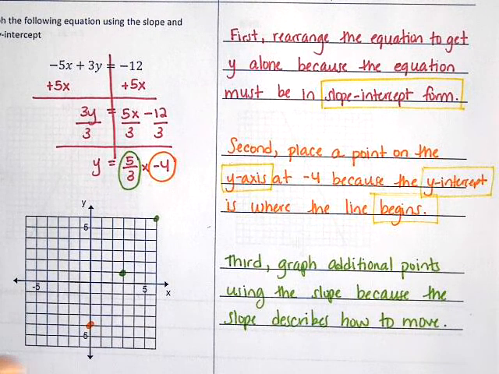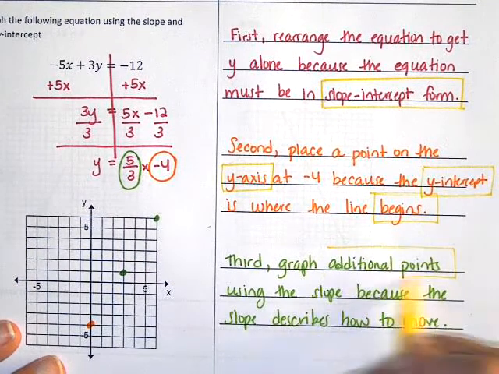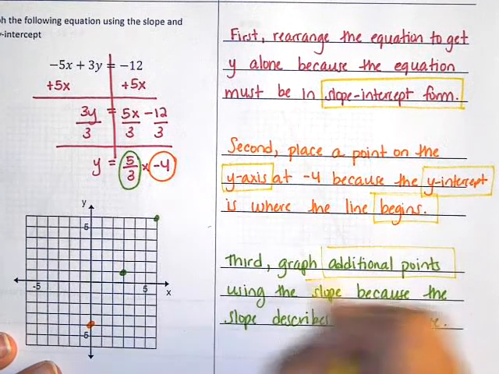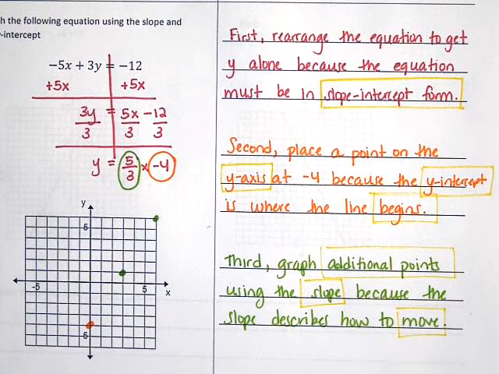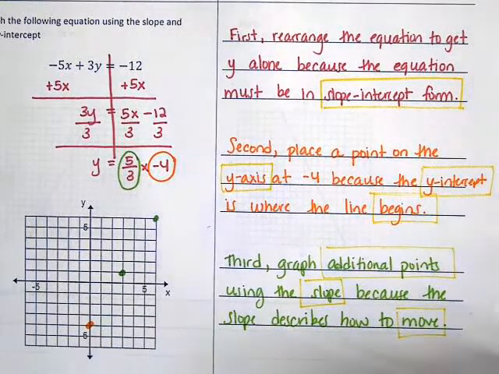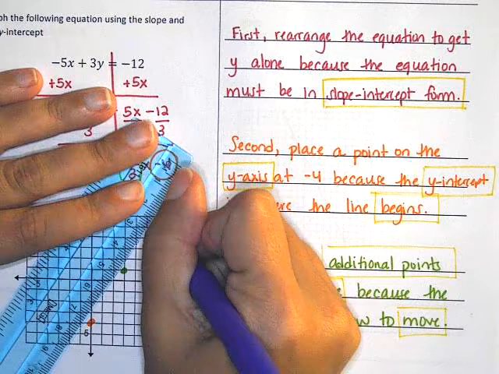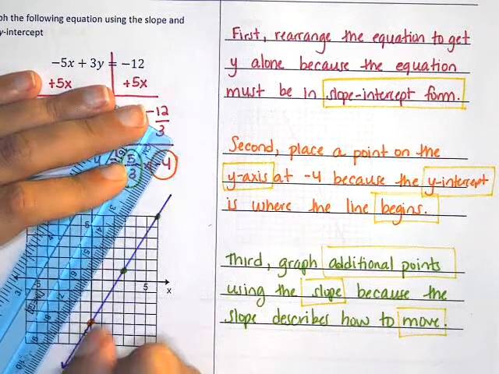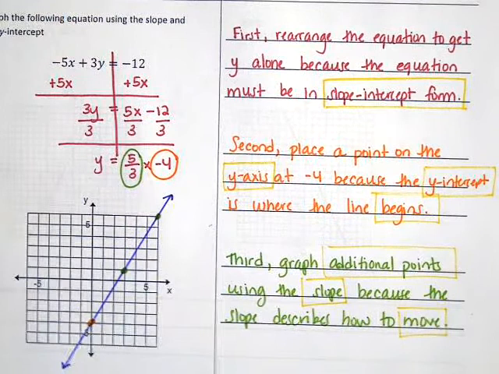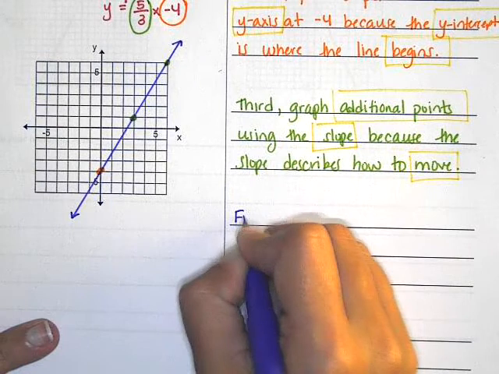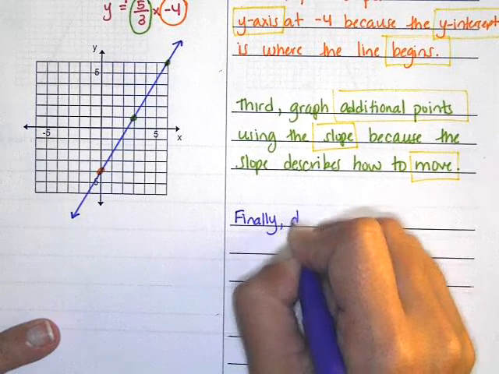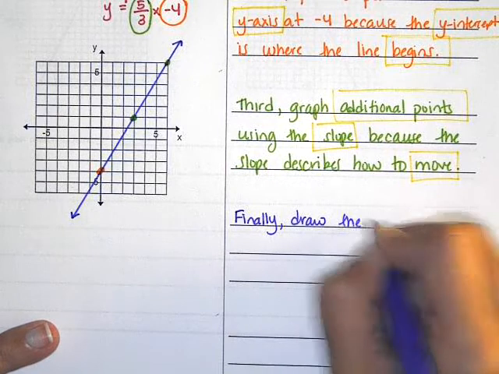So, what are some key vocabulary words here? We would say additional points. We're graphing more points. The slope is a key vocabulary word. And move is a key vocabulary word because we're describing how we move on the graph. Last but not least, you would just draw your line. So, here we're going to draw a line that goes through these points, that goes beyond the edges of the graph, and has arrows. So our last step is going to be finally draw the line.